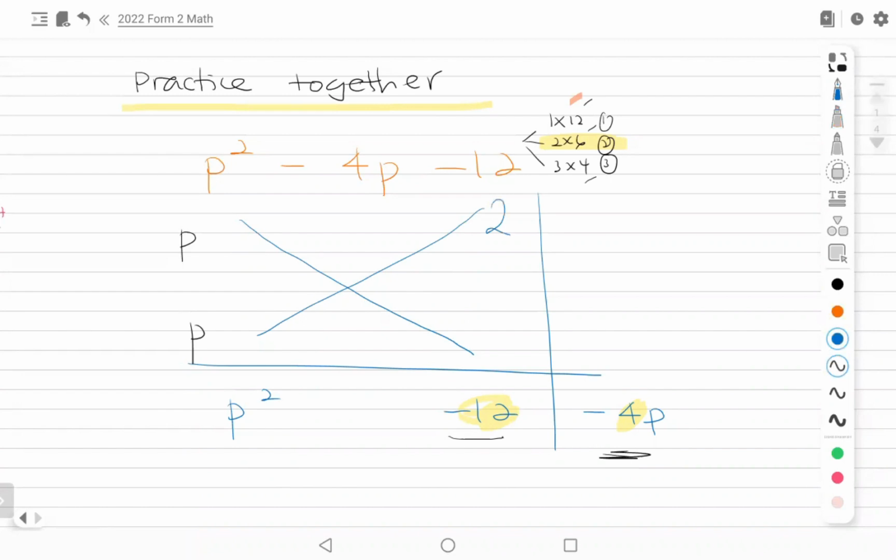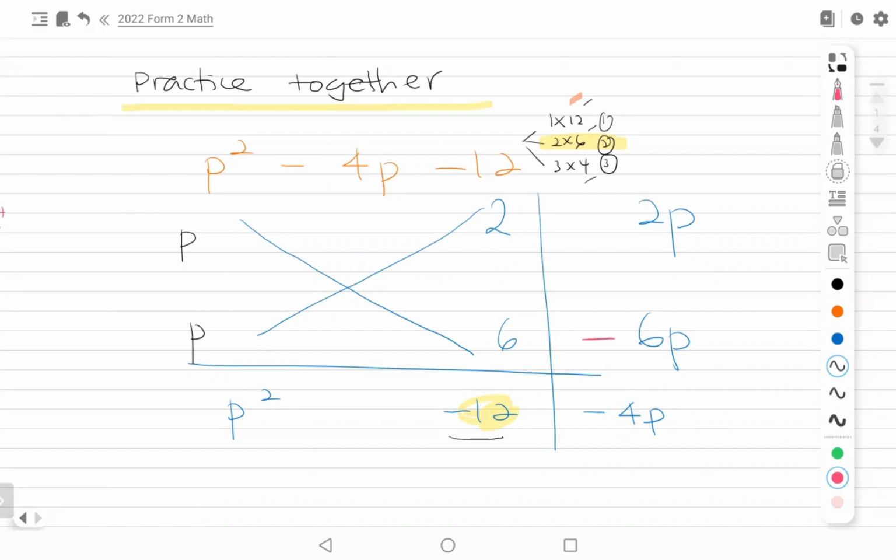Okay, 2 and 6. Step 3, we follow the line. p times 2 is 2p. p times 6 is 6p. Then we got to decide the symbol, whether to put plus or minus, so that the outcome later can be negative 4. Minus 2p minus 6p? Yes, you're right. 2p minus 6p will become negative 4p.